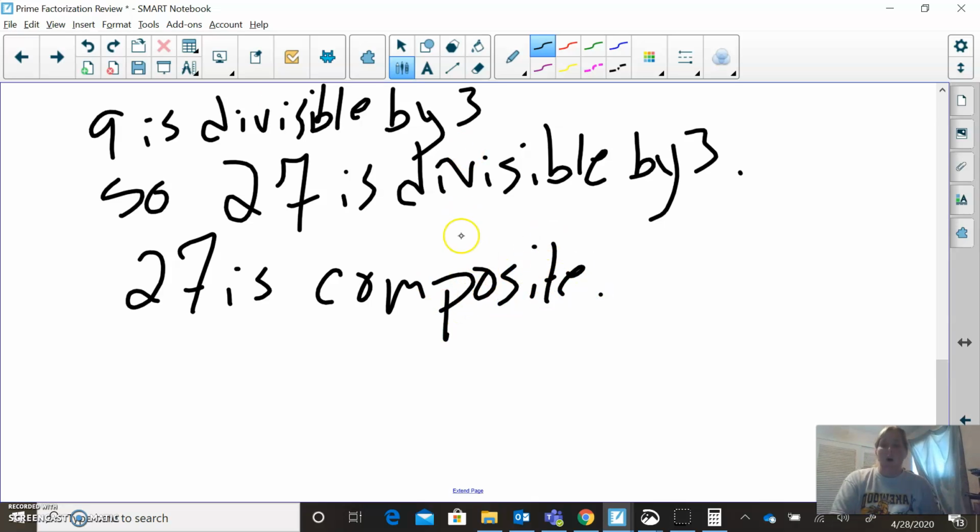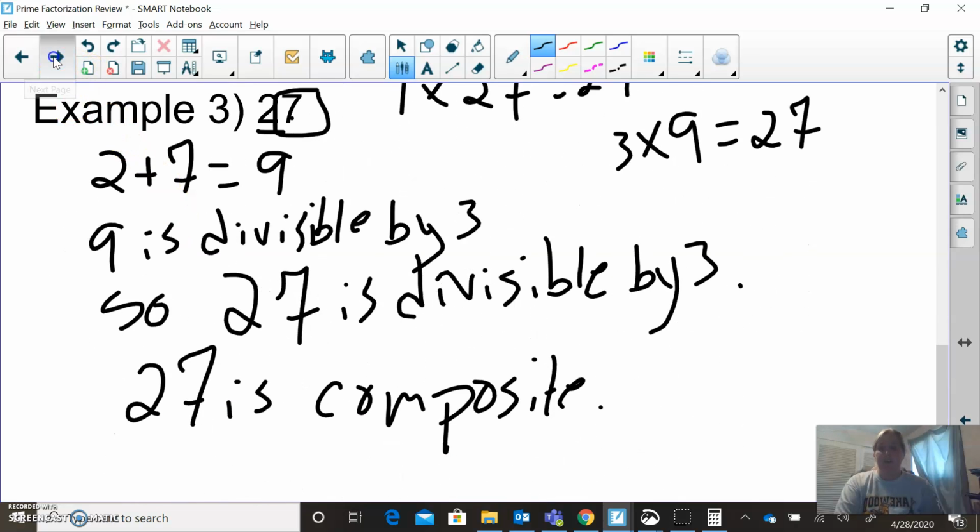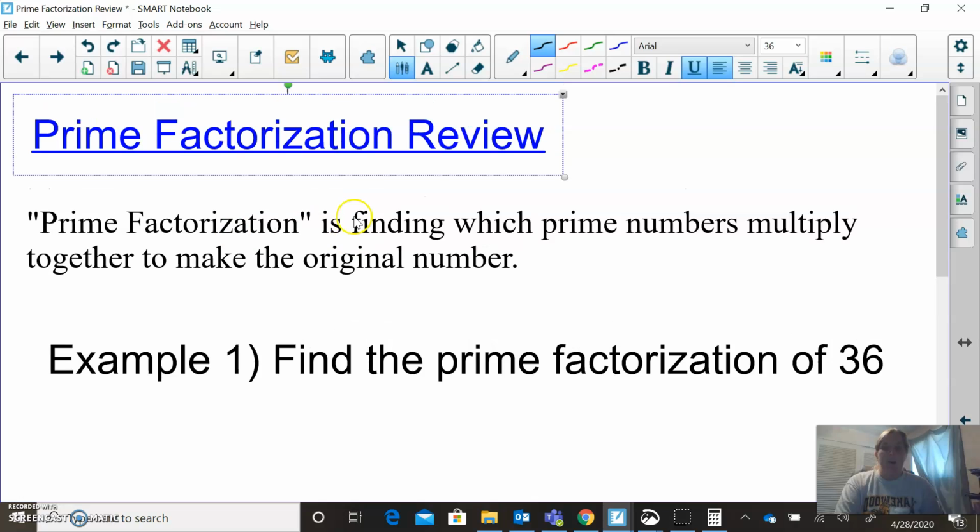So, all this is really, really important as we come into prime factorization, okay? Prime factorization is finding which prime numbers multiply together to make the original number. If you want to put it simply, that's what it is. Alright, so let's find the prime factorization of 36. And the way we do this is by using a factor tree.